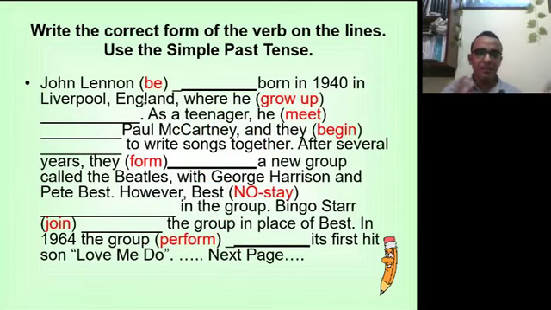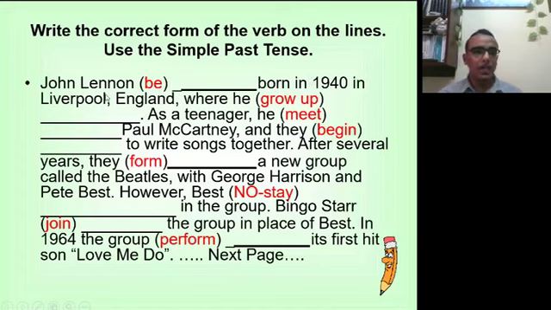Is like am, is, and are. Here in the past tense, the verb to be will be like was and were. Was for I, he, she, it. Were for we, you, and they. So here John Lennon, it's like he. So we are going to say John Lennon was born in 1940.